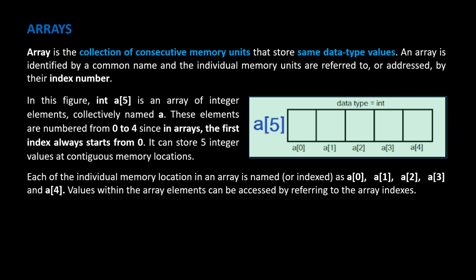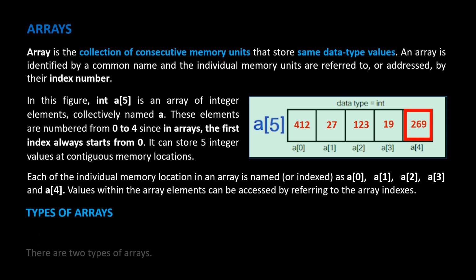Each of the individual memory locations in an array is named, or indexed, as a[0], which may contain a value like in here. Then we have a[1], a[2], a[3], and a[4]. Values within the array elements can be accessed by referring to the array indexes.